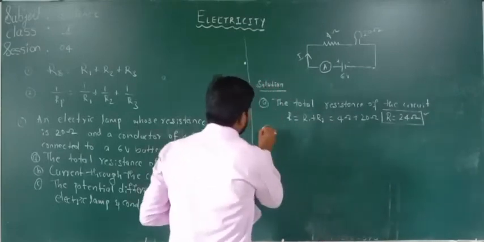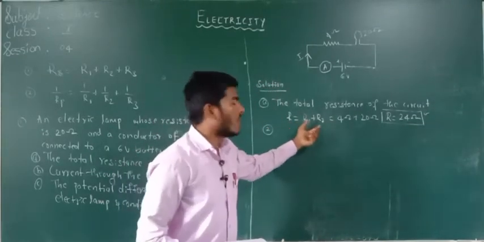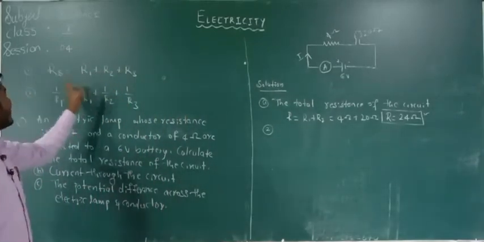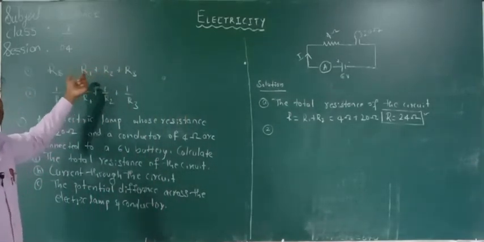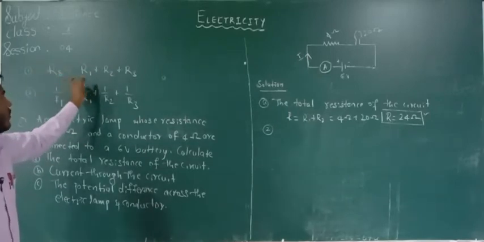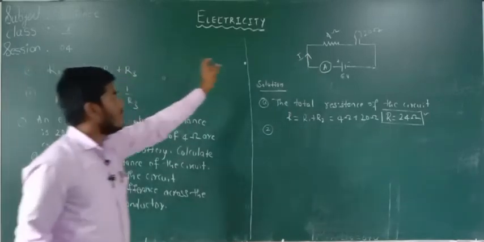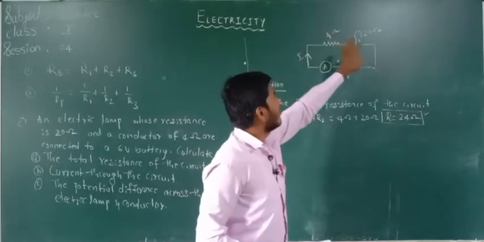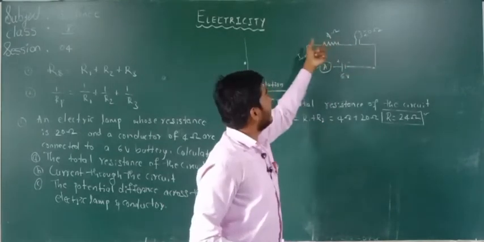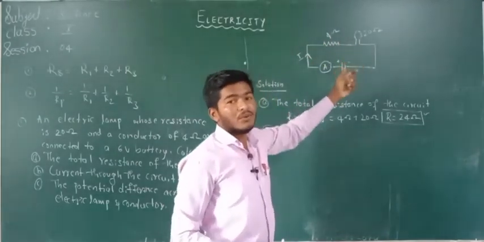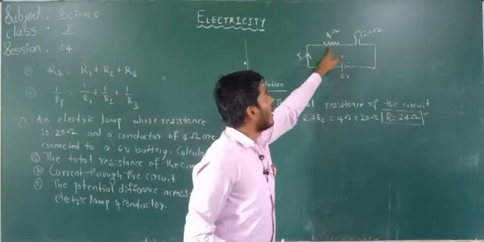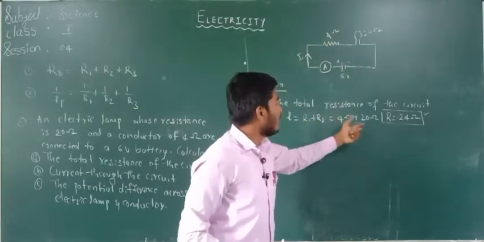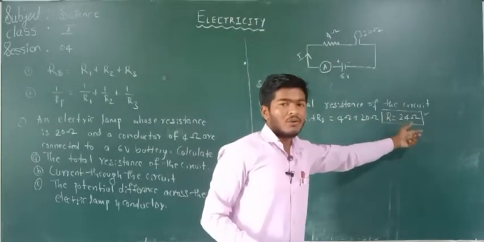Why am I considering R is equal to R1 plus R2? Because we know that when the resistors are connected in series, the equivalent resistance is Rs is equal to R1 plus R2 plus R3. But here there are only two resistors. One resistor is the conductor, another one is the given bulb. They are in a series connection. Therefore, the total resistance R is equal to R1 plus R2, that is 4 ohm plus 20 ohm. That is, R is equal to 24 ohm.